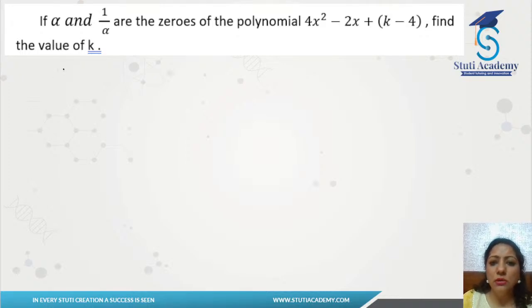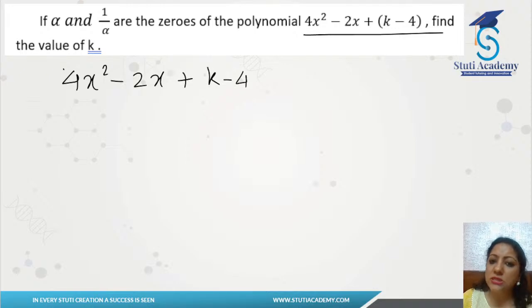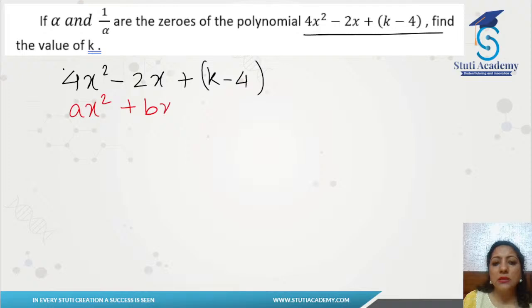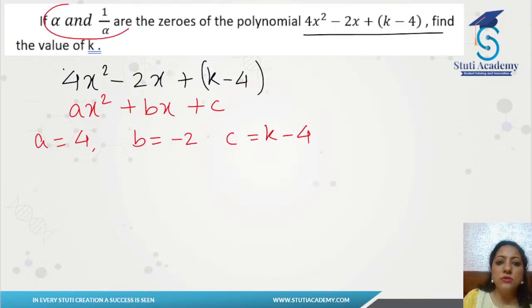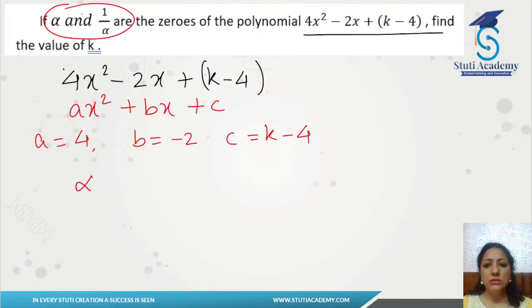We have two zeros for this quadratic polynomial. It is 4x square minus 2x plus k minus 4. This is the polynomial given to us. The first step is we are going to compare this with the standard form, that is ax square plus bx plus c. So here a is 4, b is minus 2 and c is k minus 4. We have two zeros here, alpha and 1 by alpha. These are the zeros given to us. Now we have to find the value of k.